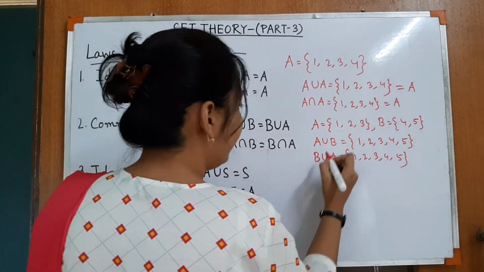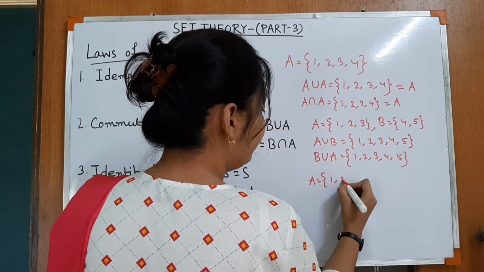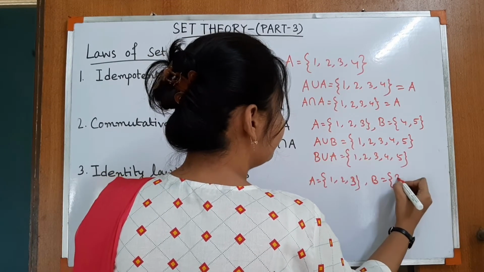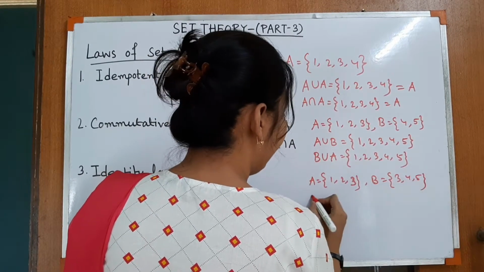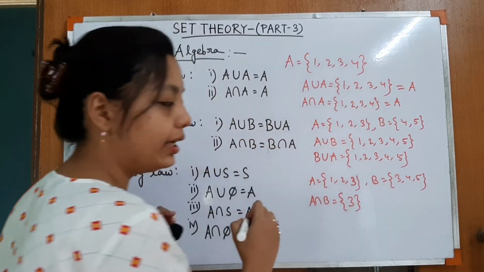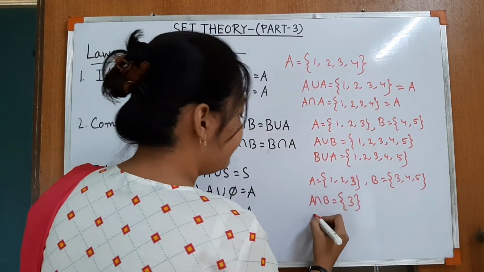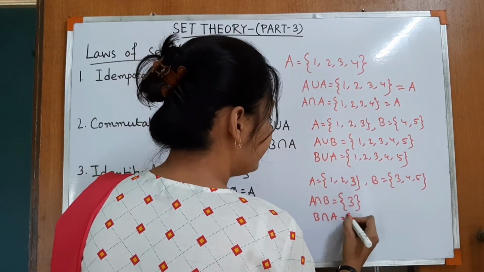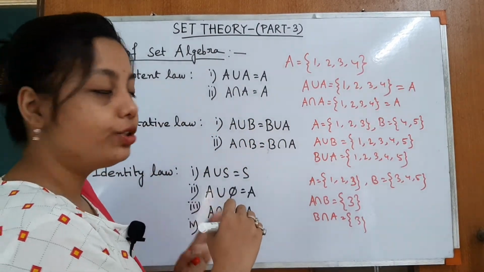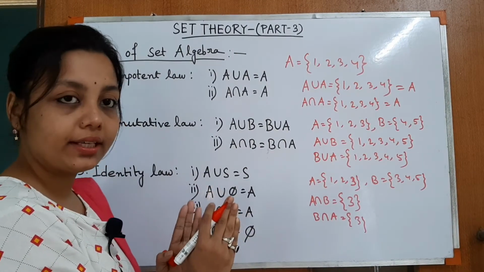Also, if we take A equal to {1, 2, 3} and B equal to {3, 4, 5}, then A intersection B gives only the element 3, because 3 is the common element of sets A and B. And B intersection A also gives the element 3. So the intersection also satisfies the commutative law, that is, A intersection B equals B intersection A. Okay.